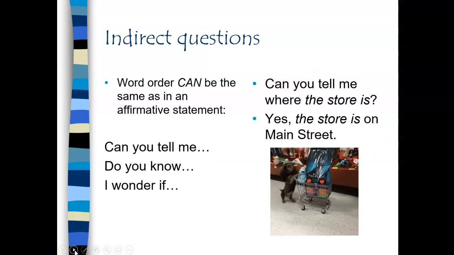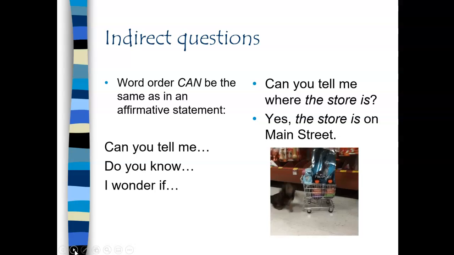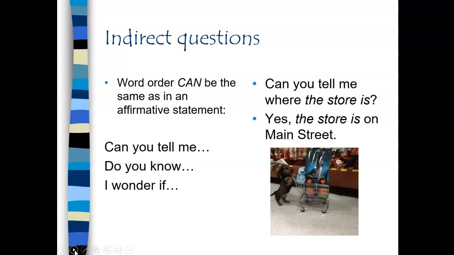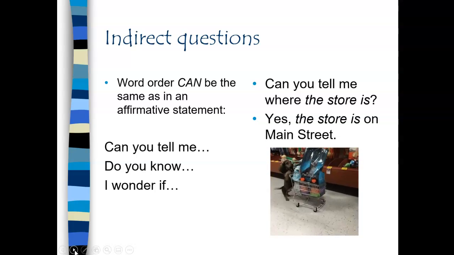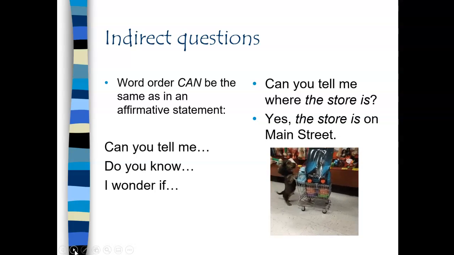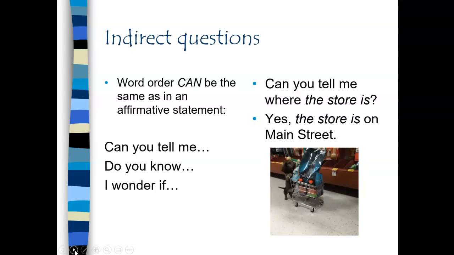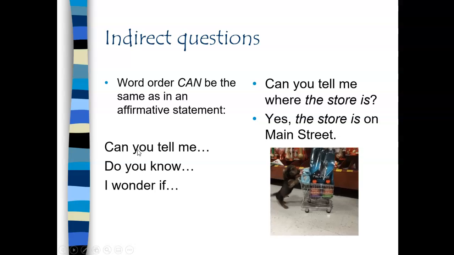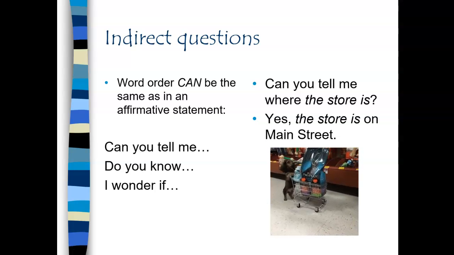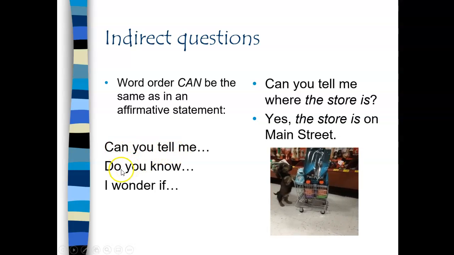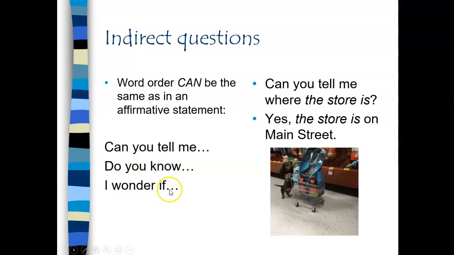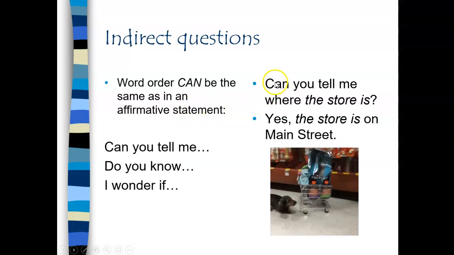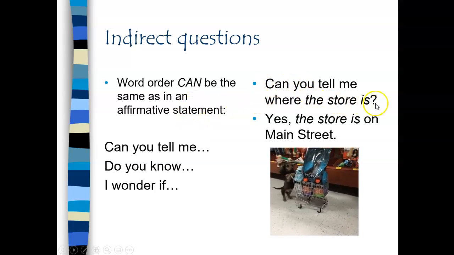But let's look at indirect questions. When we make an indirect question, oftentimes they're easier to make because the word order can be the same as in an affirmative statement. And here we have 3 examples of ways you can begin your indirect question. Can you tell me? Do you know? I wonder if. Of course, there are other alternatives, but I look at this and I say, can you tell me where the store is?